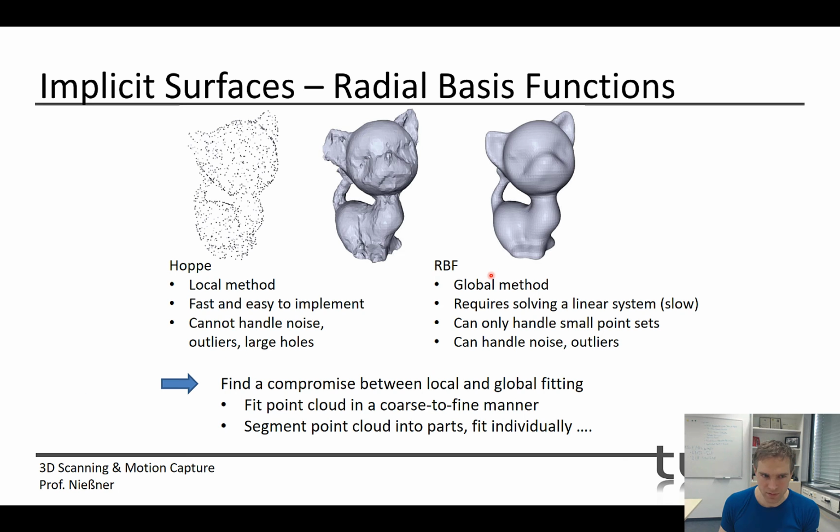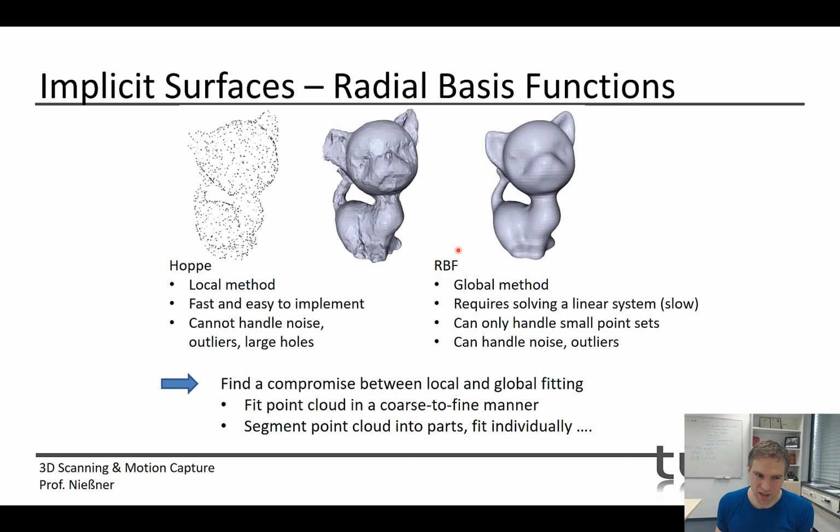The radial basis function is, on the other hand, a global method, right? Because you're solving this global system that considers all points at the same time to fit the radial basis functions to the respective input point cloud. Then this requires solving a linear system, so that's a little bit more expensive to do. But as a plus, you can handle a relatively small set of points. You're going to get a continuous surface at the end of the day. And you can handle noise and outliers to some degree.